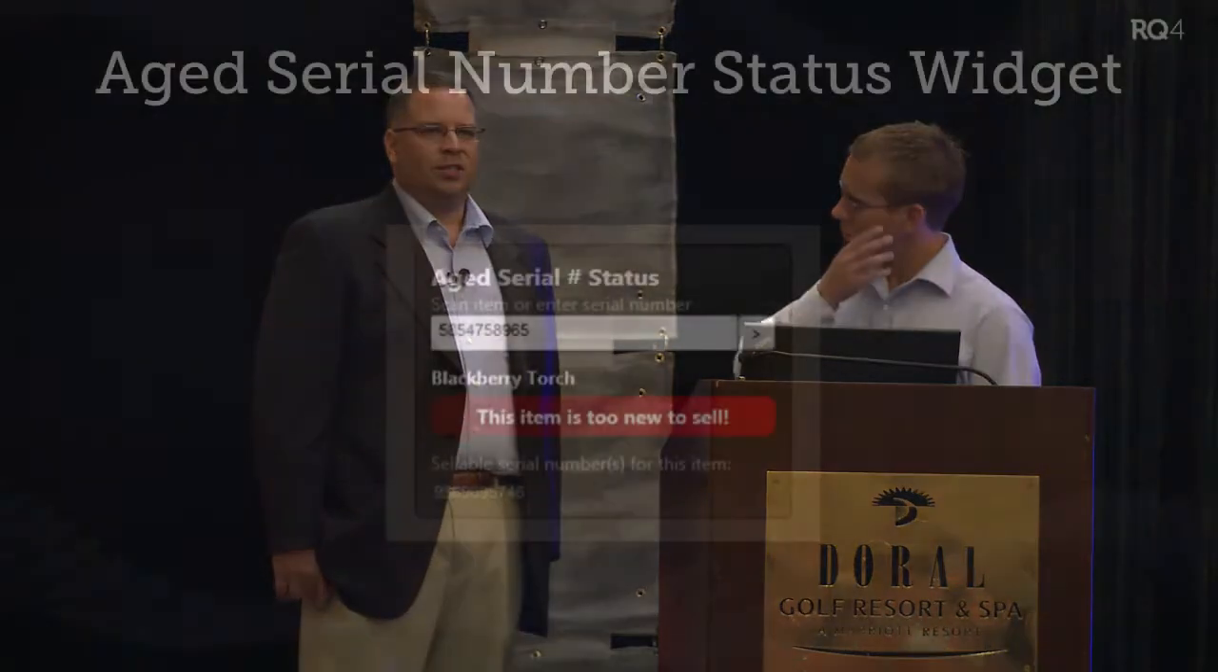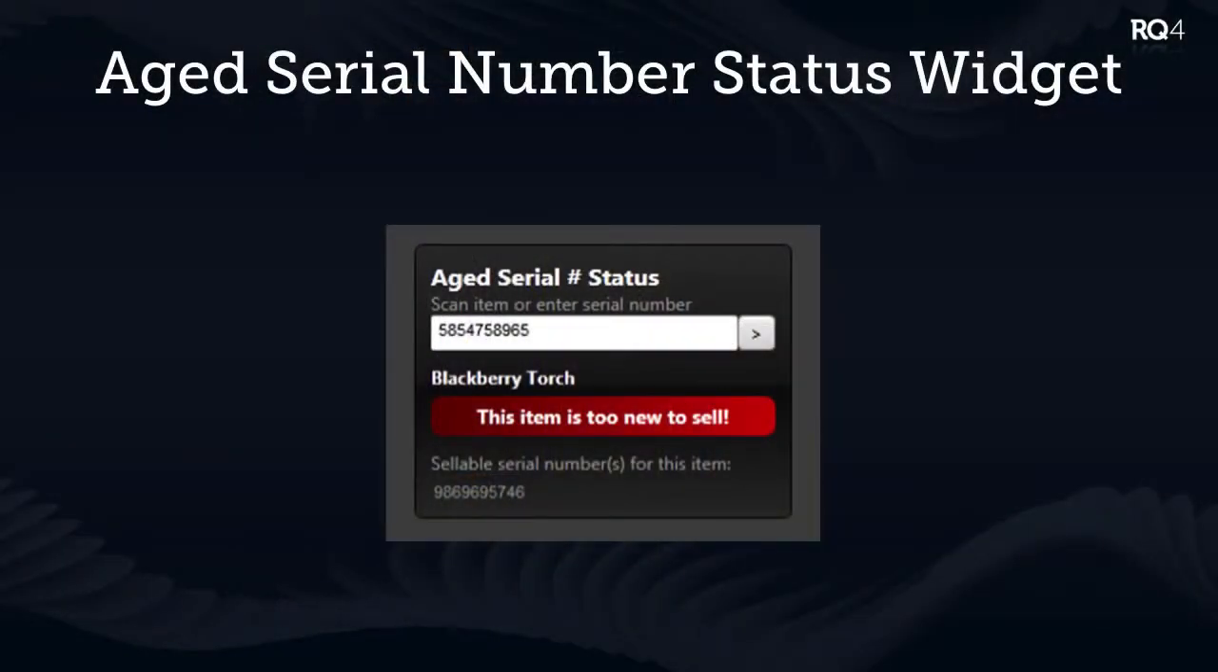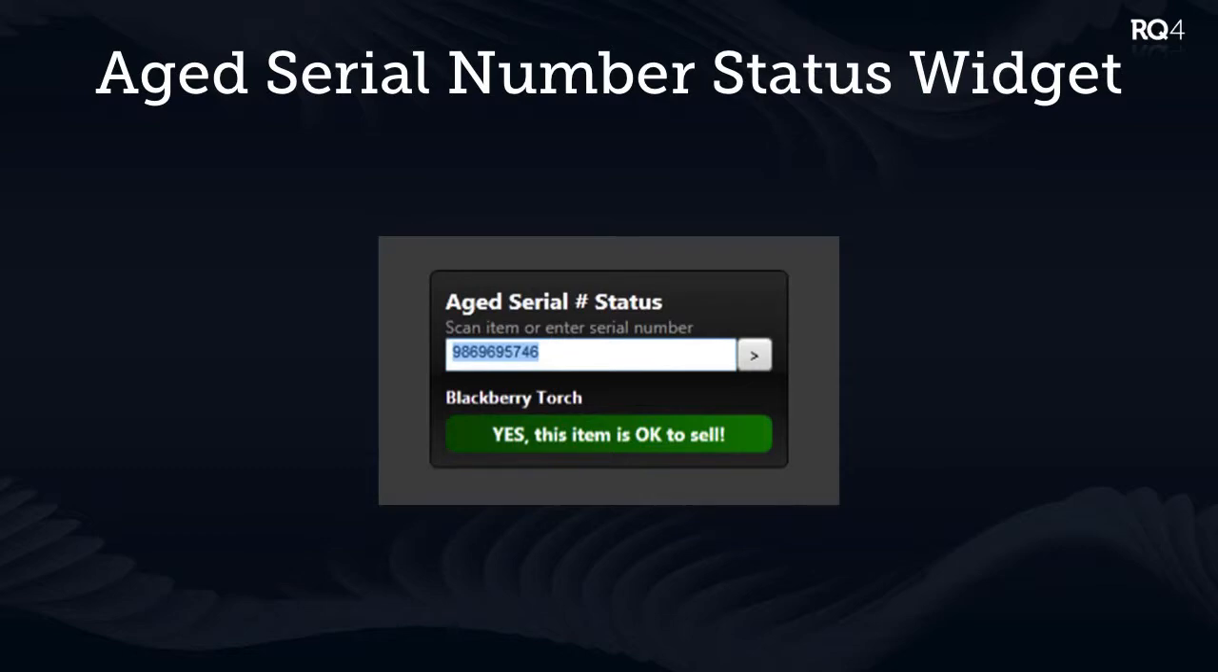And when they do, they'll be able to tell immediately whether or not this item is the oldest in stock of its sort in that particular location. If it is not, like this one, they'll be able to see which one is the oldest in stock, because you want to make sure that your inventory turns are happening quickly in your company. So when they do scan the correct one, it says, yes, this item is okay to sell.